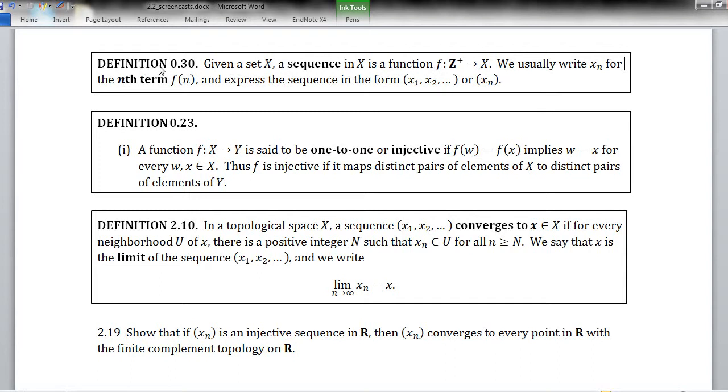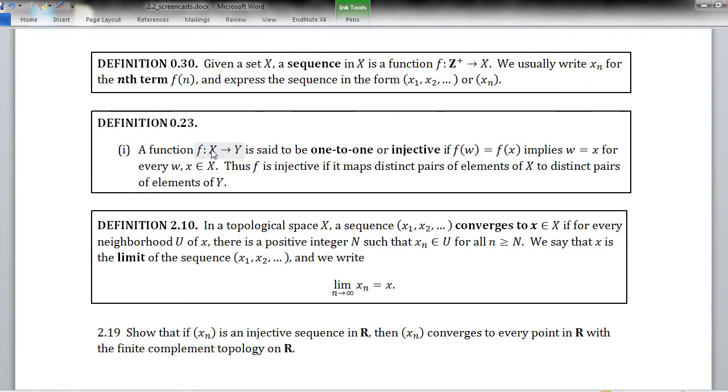Definition 0.30. Given a set X, a sequence in X is a function f from the positive integers, also known as the natural numbers, to X. The nth term in that notation would be f of n, but we usually write x sub n instead, because that's a more familiar notation. And we can express the sequence in either of these forms. Now, a sequence is a special type of function whose domain is the natural numbers.